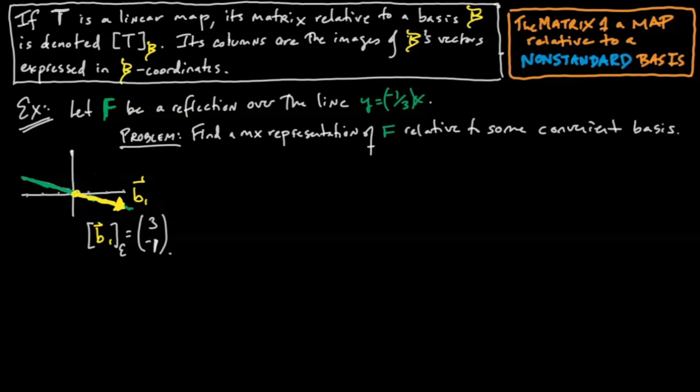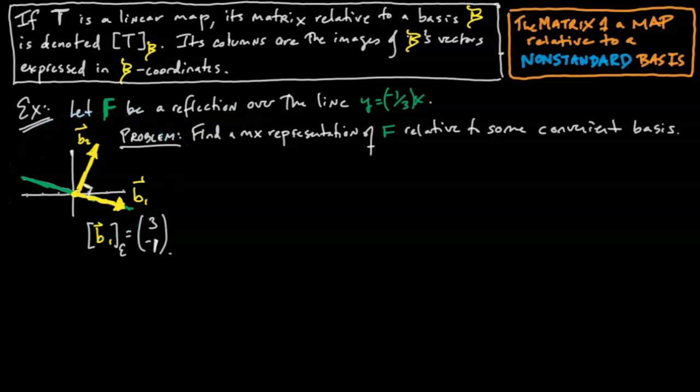Okay, and to fill out our hopefully more convenient basis for R2 with regards to this particular problem, let's just take the vector we get if we rotate B1 90 degrees around the origin. That gives us this vector, which we will call B2. And this will also be convenient because we know what happens to it when we reflect it over the green line. It just becomes the negative of itself. So there's a sense in which this new basis seems much more suited to the reflection with which we're working than the standard basis did.